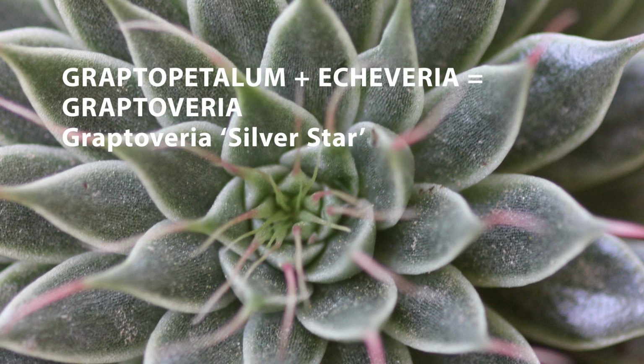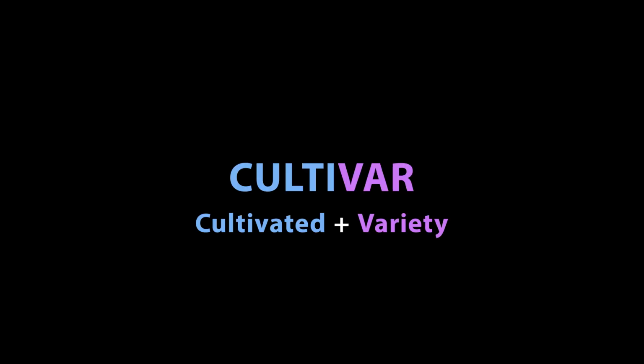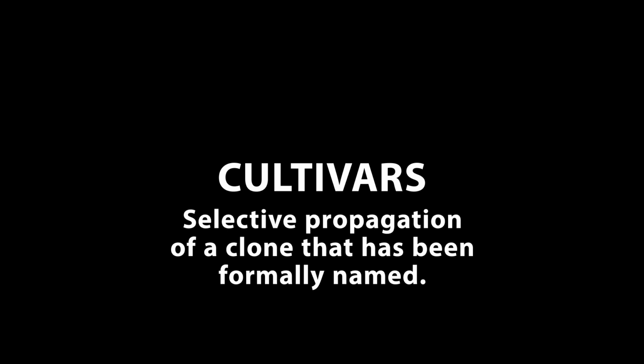Hybrids can occur naturally, of course, and when they are cultivated through selective breeding and given an official name, they become cultivars. The word cultivar is an abbreviation of cultivated variety, which you'll see abbreviated as just CV and not underlined or italicized. Simply put, a cultivar is a clone from a plant, either a native species or a hybrid, that has been selectively propagated and formally named.